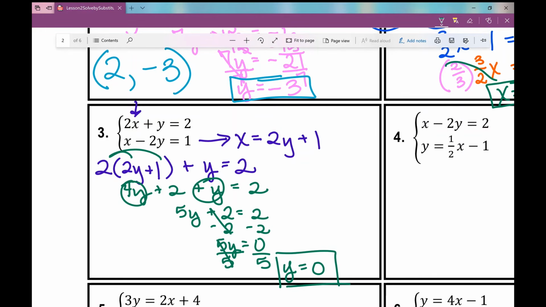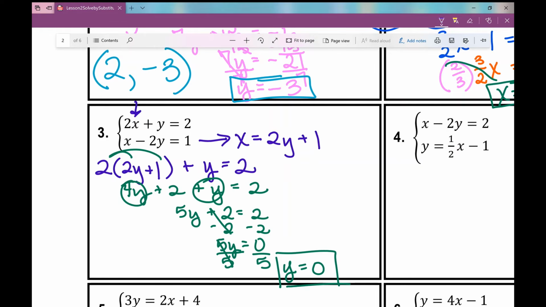So I encourage you to solve it all the way through. It is okay to have 0 in your numerator. It is okay. It is not okay to have 0 in your denominator. That is not okay. That's when it would be undefined. So this is 0. So now I have the value of y.